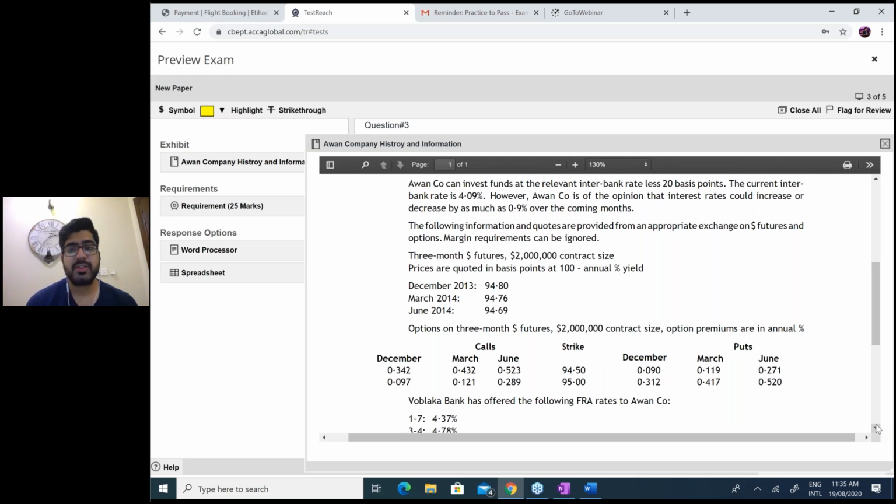The following information and quotes are provided from an appropriate exchange on futures and options. Margin requirements can be ignored. 3-month futures are provided, and 2 million is the contract size. Prices are quoted at 100 minus yield percentage. December 2013 futures price is 94.8, March 2014 is 94.76, and June 2014 is 94.69.